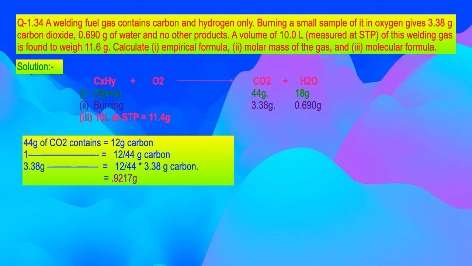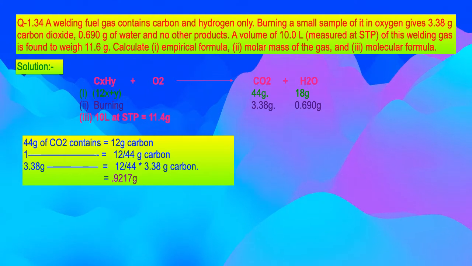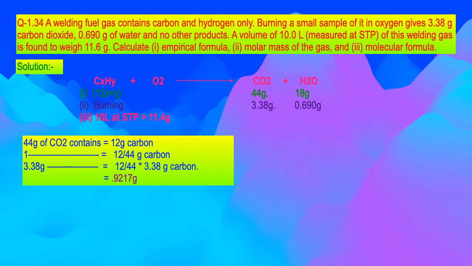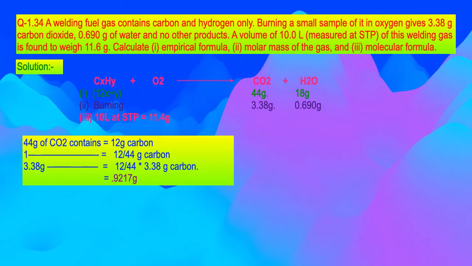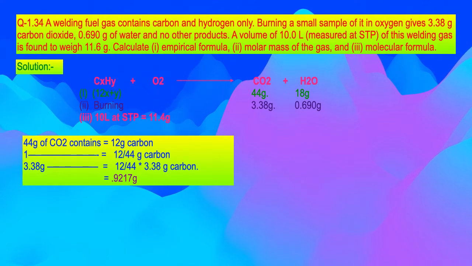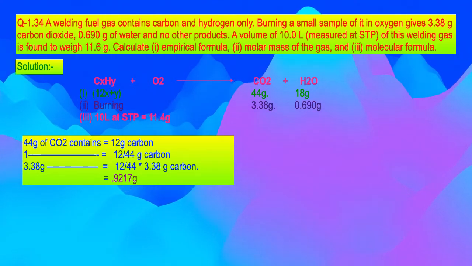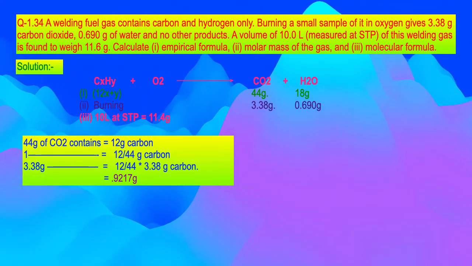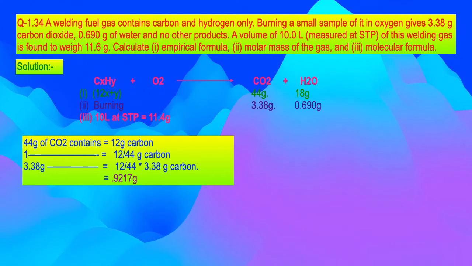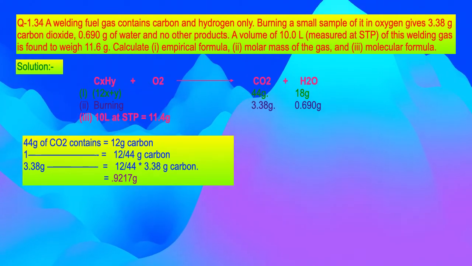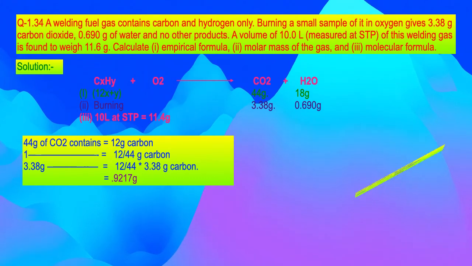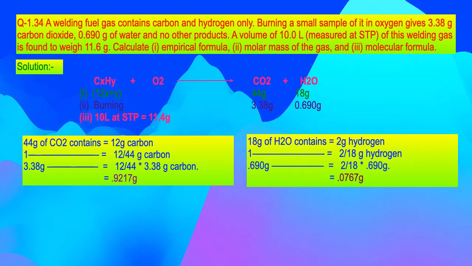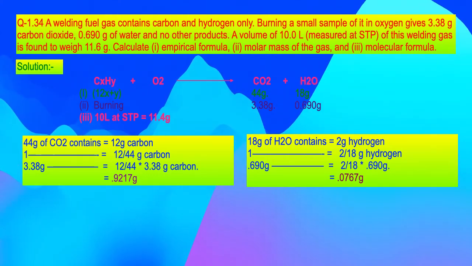Now, 44 gram of CO2 contains how much carbon? 12 gram. It is the standard. We know the formula of CO2: carbon is 12 gram and O2 is 32 gram. 44 gram of CO2 contains 12 gram of carbon, so 1 gram will contain 12 by 44 gram of carbon, and we have been given 3.38 gram of CO2. 3.38 gram will contain how much carbon? It will be 0.9217.